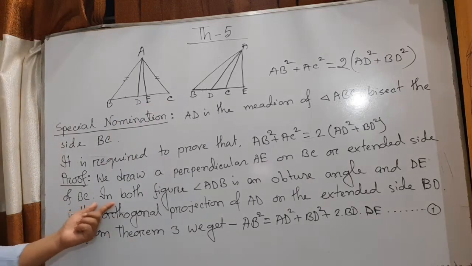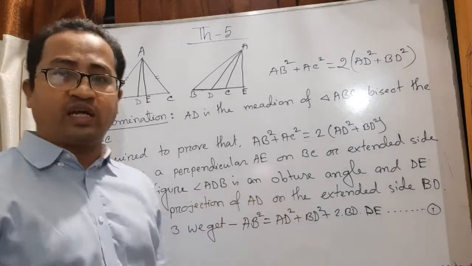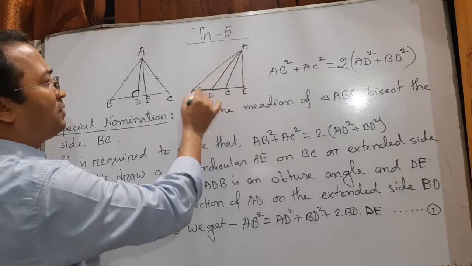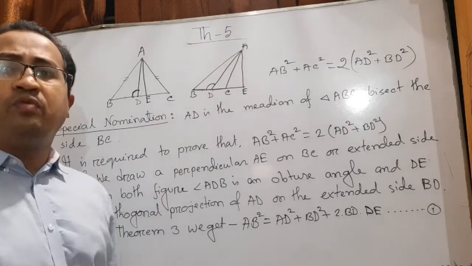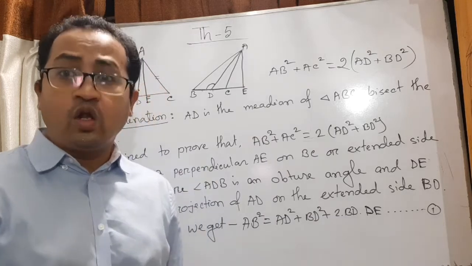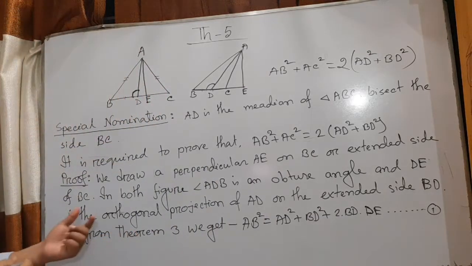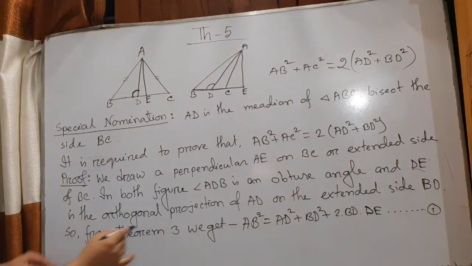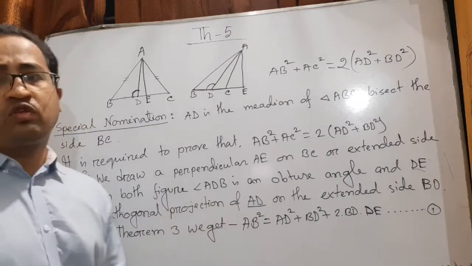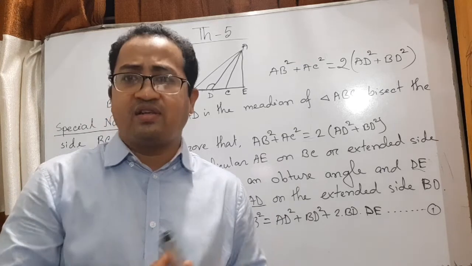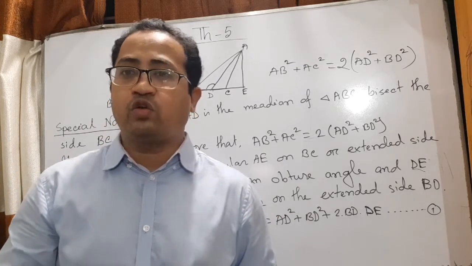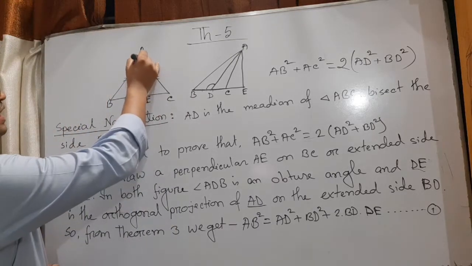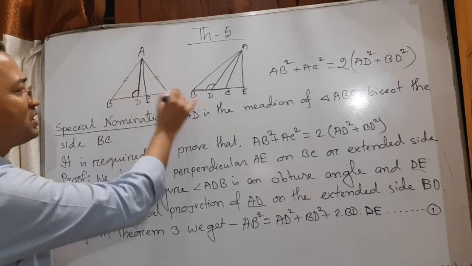Now look, in both figures ADB is an obtuse angle. Look, ADB, this is an obtuse angle. Here ADB is also an obtuse angle. Now look again, DE is the orthogonal projection of AD. What is an orthogonal projection? Last lecture I have already briefly explained it. Again look at the figure. We will find out the orthogonal projection of AD on BC.